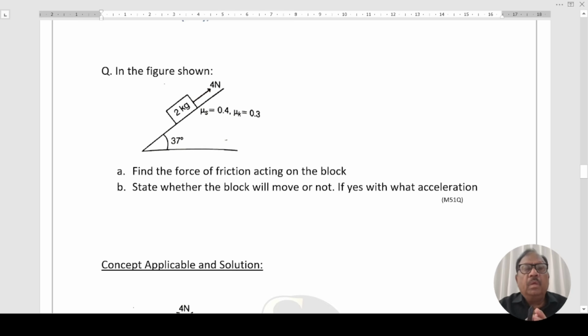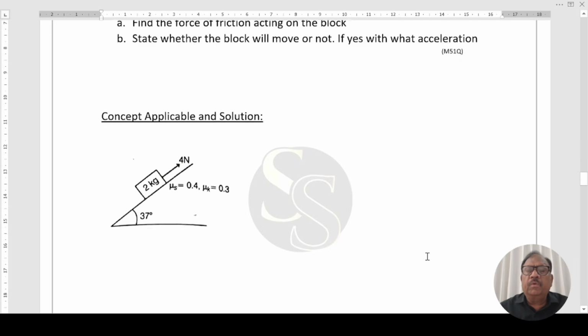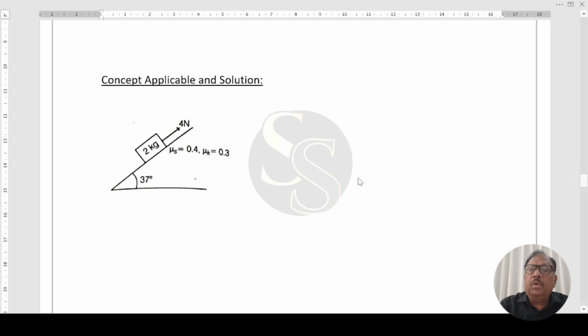Question is, in the given figure, this is the figure, find the force of friction acting on the block. State whether the block will move or not. If yes, with what acceleration? Right. Now in this case, first of all, drawing the free body diagram. This is 2 kg. 4 Newton is acting in this direction. And mg sin theta.